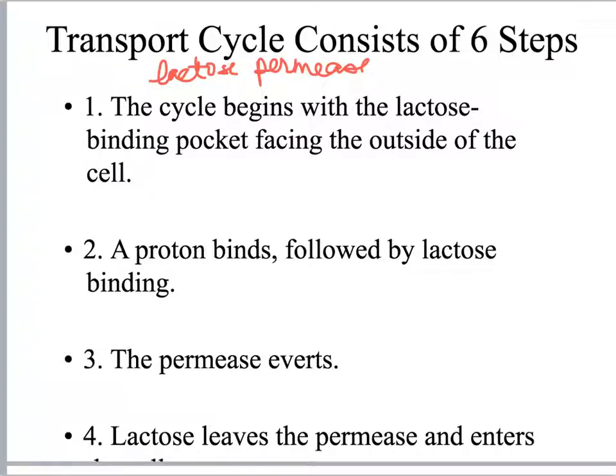Once that happens, the lactose leaves the permease and enters the cell. The proton then leaves the permease. That's step 5, the proton leaves the permease. And then in step 6, the permease everts back to complete the cycle.